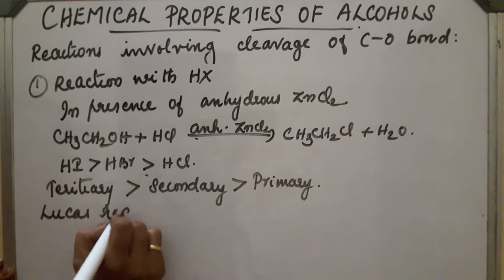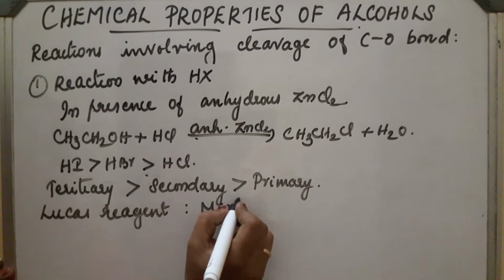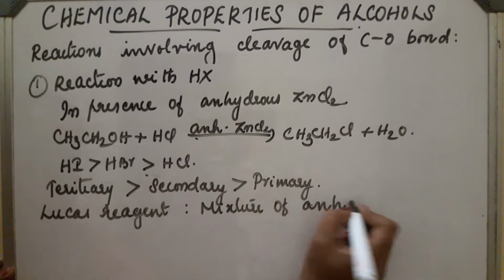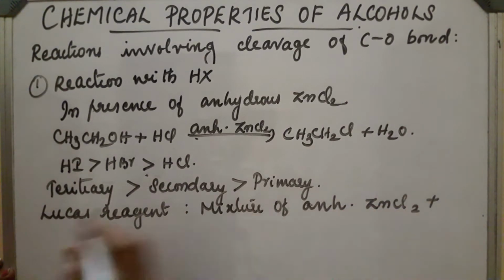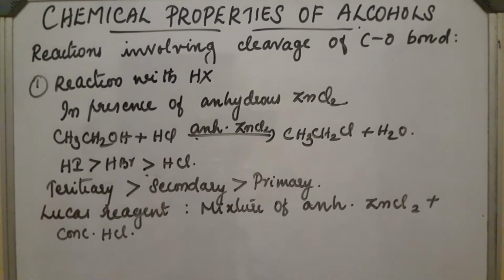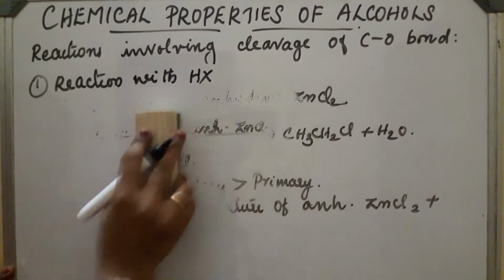Lucas reagent is a mixture of anhydrous ZnCl2 and concentrated HCl. This is an important reagent, and it is used to distinguish between tertiary, secondary and primary alcohols. Let us explain how it is possible.